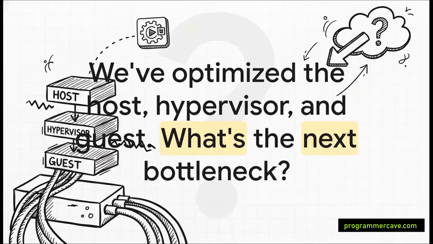In the end, what we've seen is that network performance isn't about any one single thing. It's about optimizing the entire stack, from the physical wire all the way up to the application. We've dealt with interrupts, we've scaled out with multiple queues, and we've bypassed the kernel. But the quest for speed never really ends. And that leaves us with one final question to think about. Now that we've optimized the host, the hypervisor, and the guest, what's the next bottleneck just waiting to be discovered?